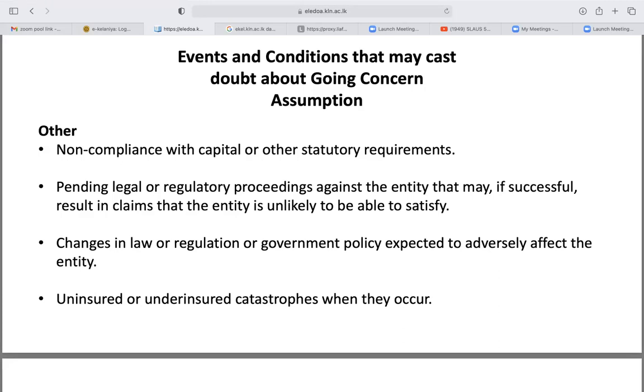Am I clear? We are talking about the financial conditions. We are talking about the going concern, other conditions, and the operating conditions, right?